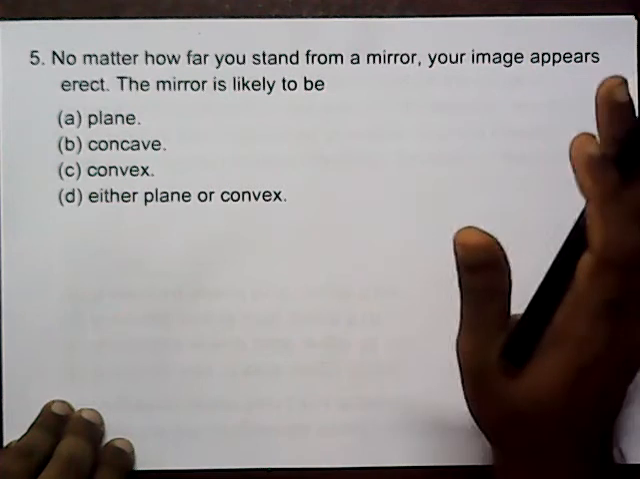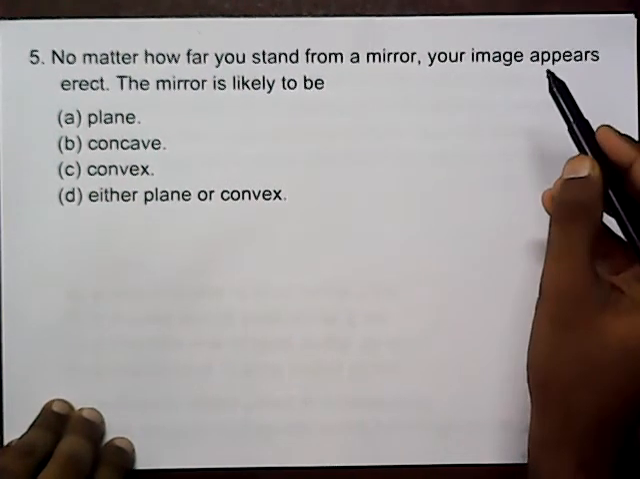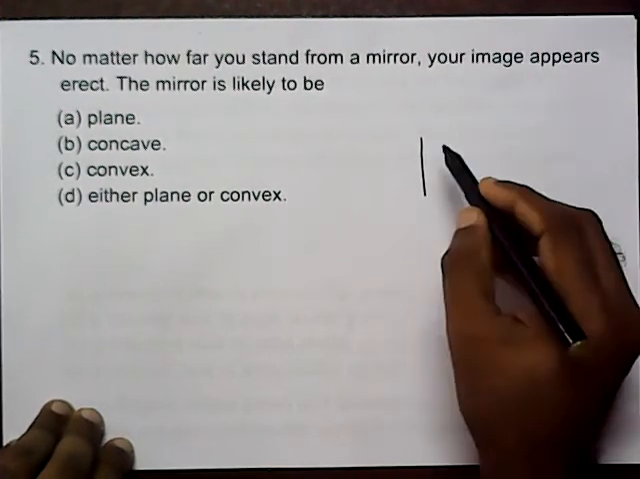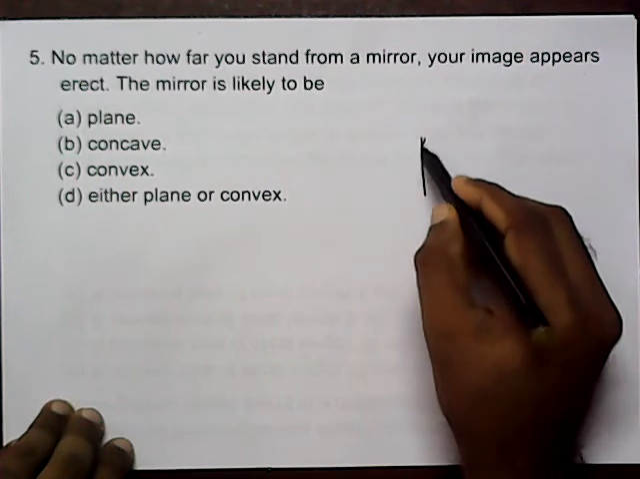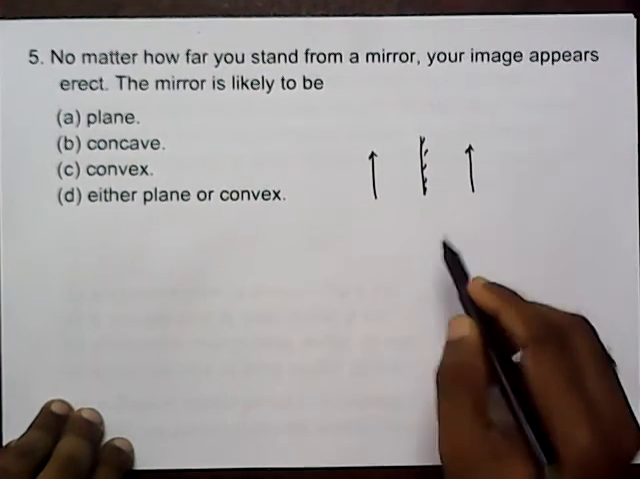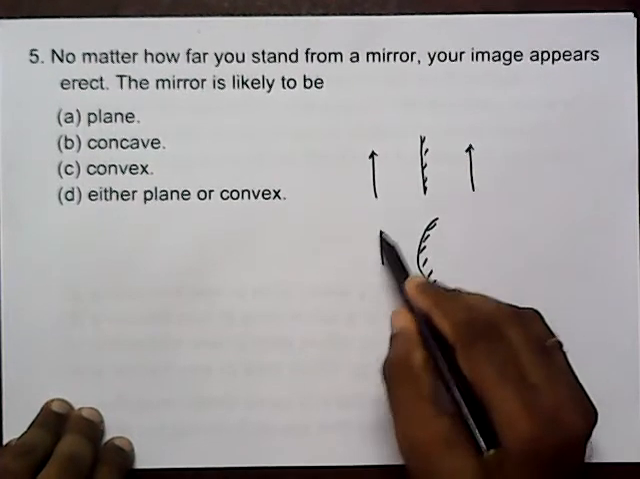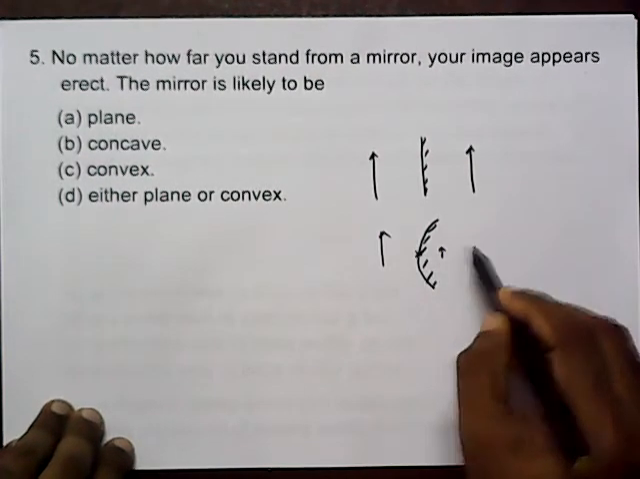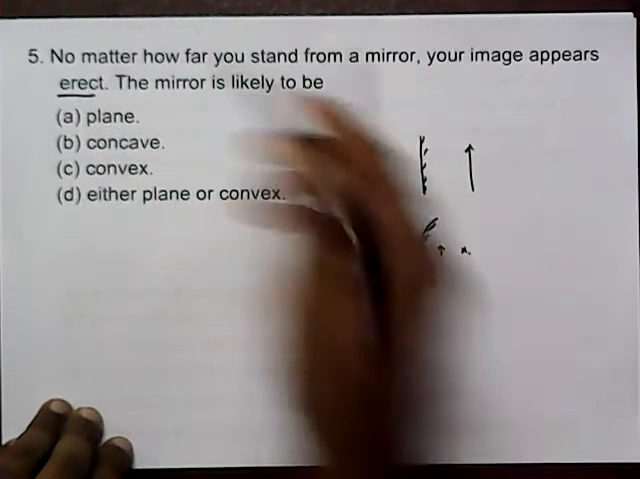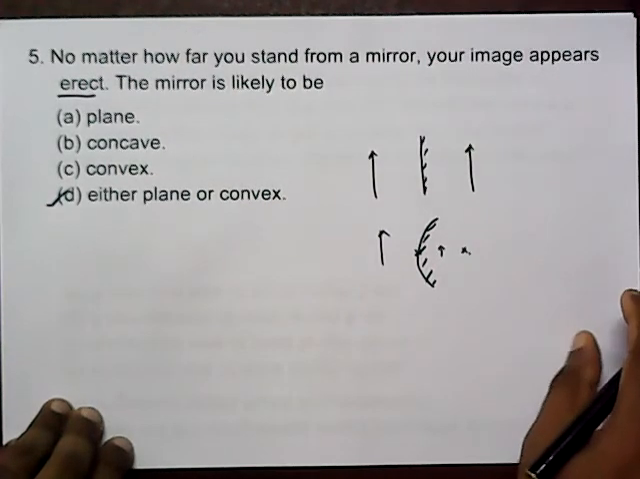Wherever your position, your image appears to be erect. See, if we just take a plain mirror, you get the same size but erect. But with a convex mirror, you get a smaller image in between the pole and the focus. So the erect image, whatever may be the position. So the good answer is the D choice.